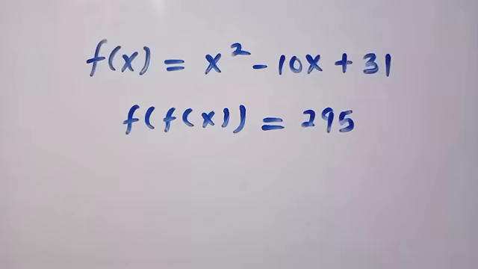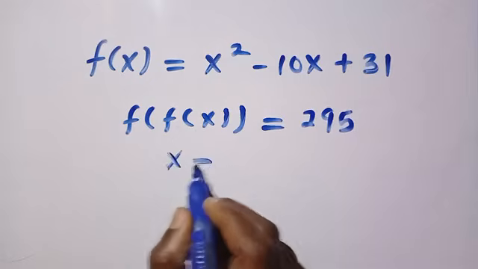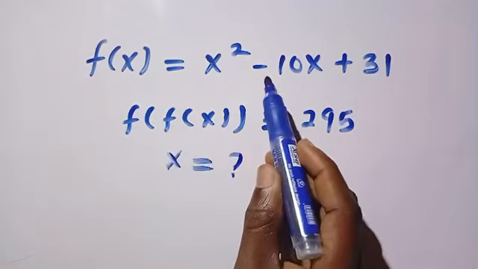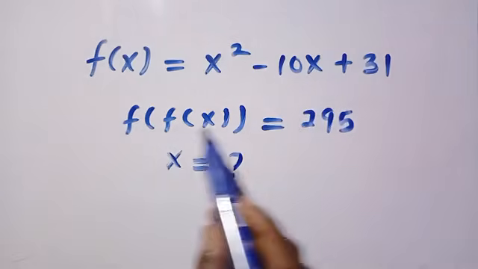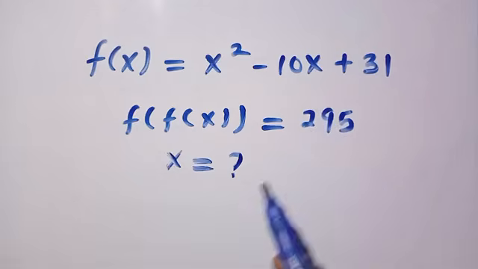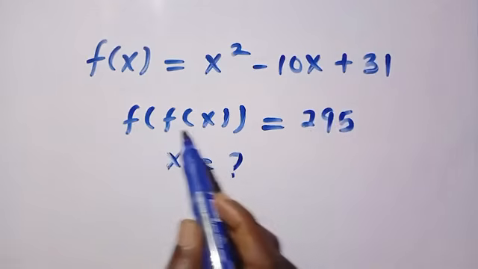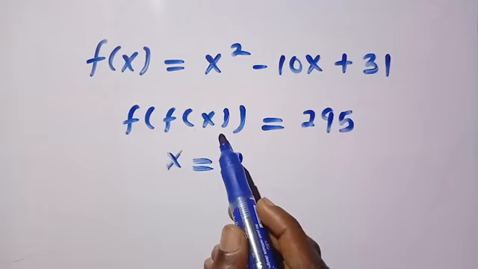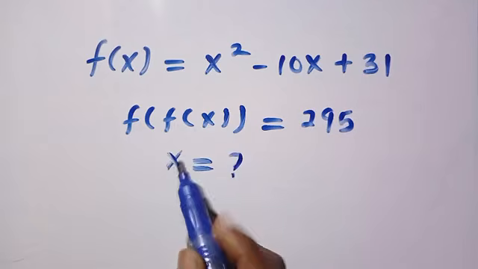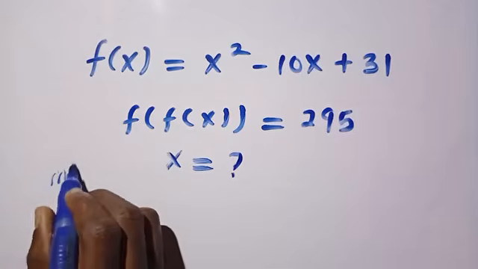Let's see how we solve these functional equations using 3 different methods. All the methods are very simple and clear. We are to find x. If f of x equals x squared minus 10x plus 31 and f of x equals 295, f of x is a composite function, and we need to find x. Let's see method 1.